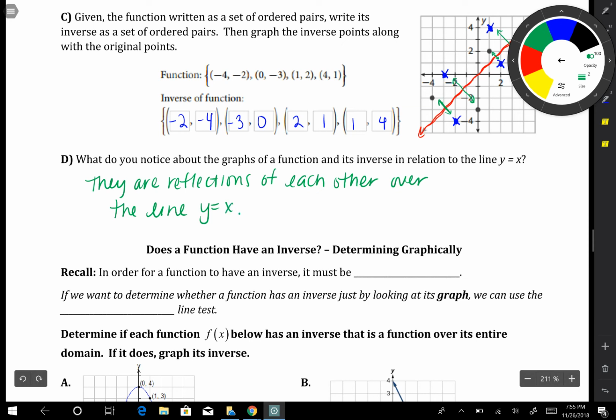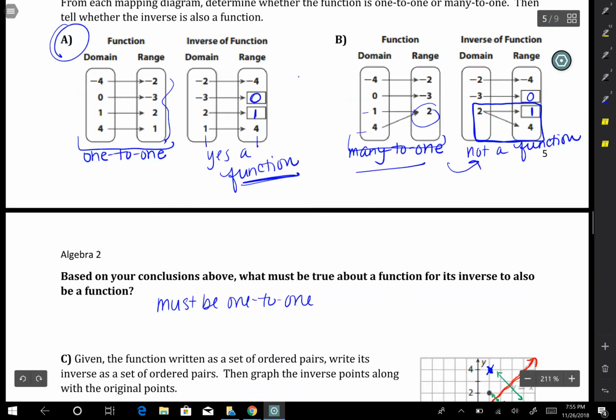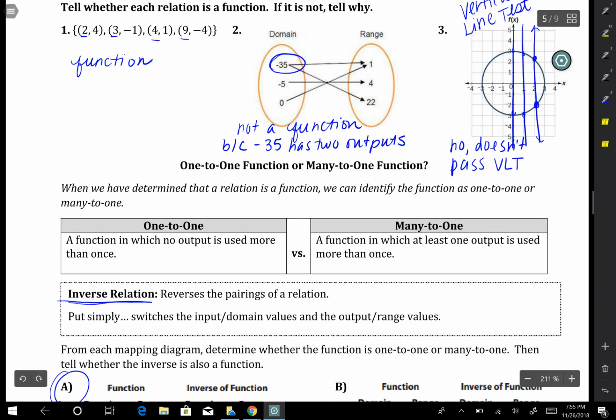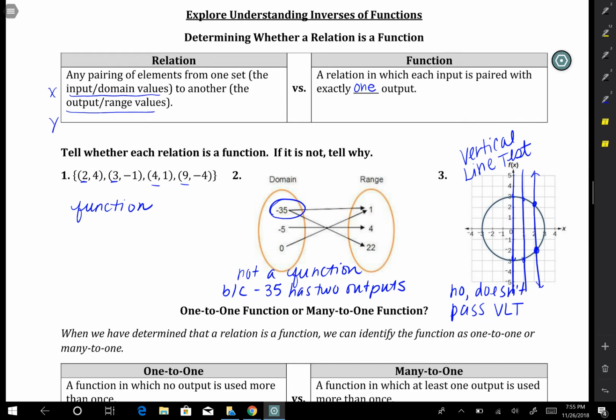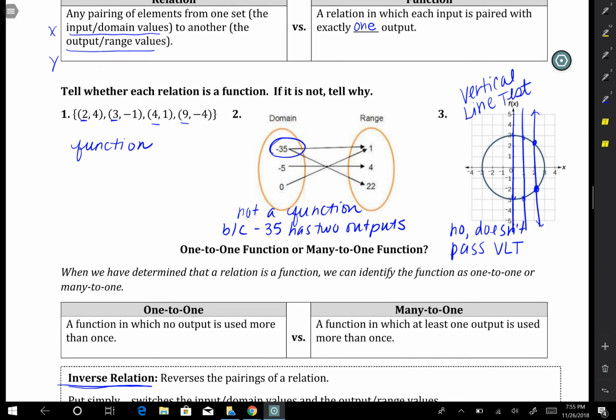Okay, so before I let you go, we will talk about this more in class, but I just want to recap what we talked about. I wanted to remind you what a function was. A function was a relation where every x value just goes to one y value. So number 2 here was not a function because negative 35 was going to 2 y values, and then number 3 wasn't either, using our vertical line test.